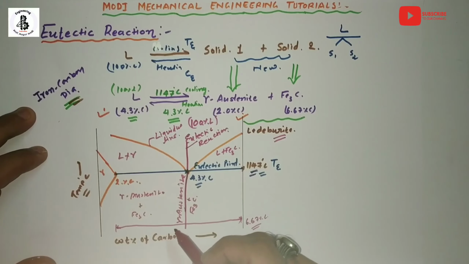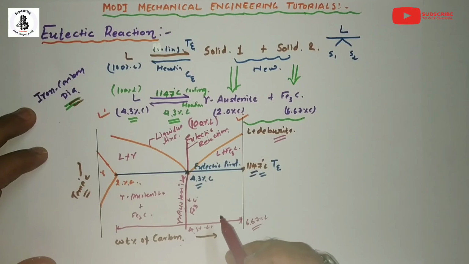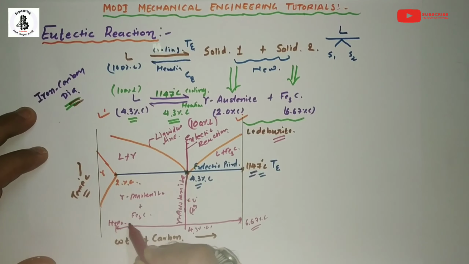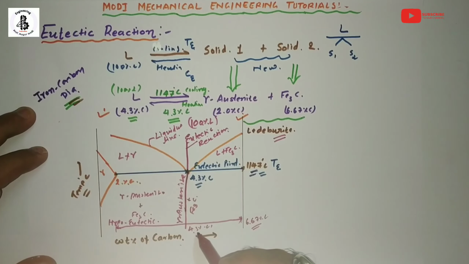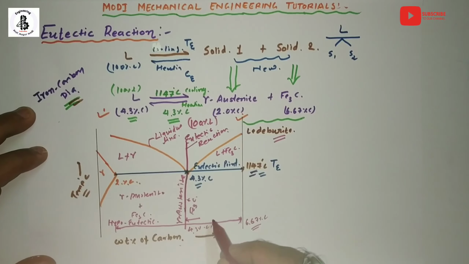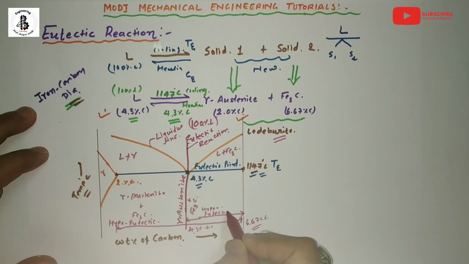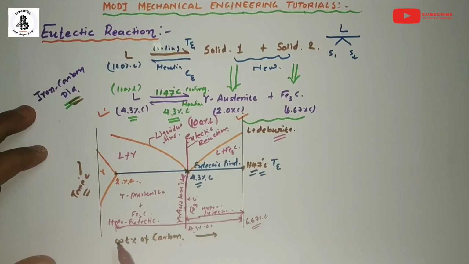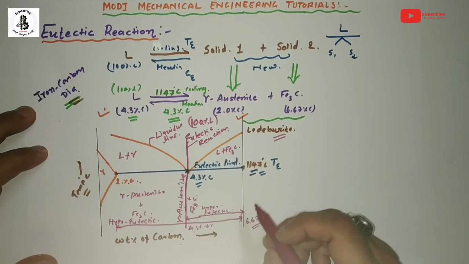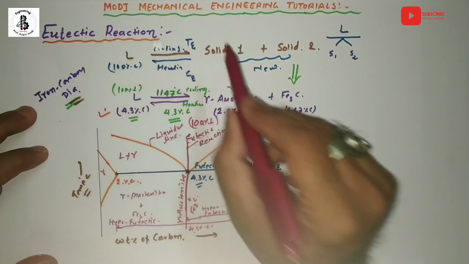If any transformation occurs up to 4.3% of carbon, that will be known as a hypoeutectic transformation. And after 4.3% of carbon to a maximum of 6.67% of carbon, this region will be known as a hypereutectic transformation. If you want to learn the details of the hypoeutectic and hypereutectic transformations for binary metal alloys, you will find a link in my description box. But right now I will only discuss the eutectic reactions.